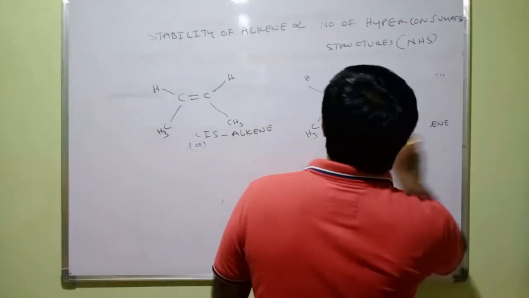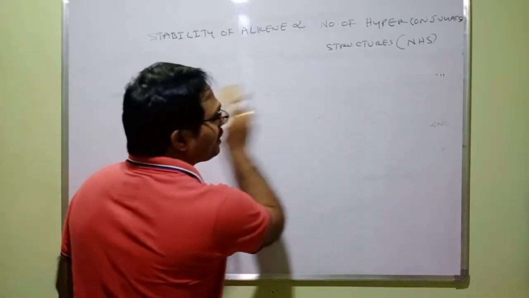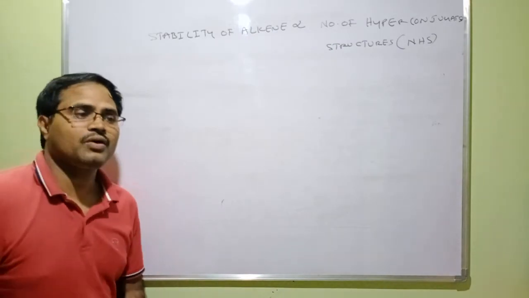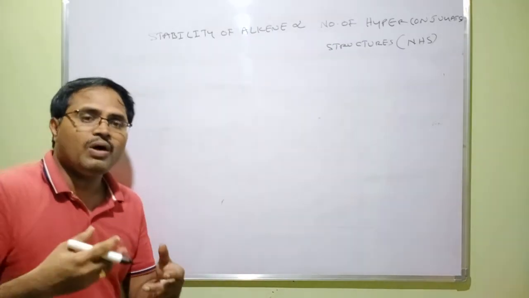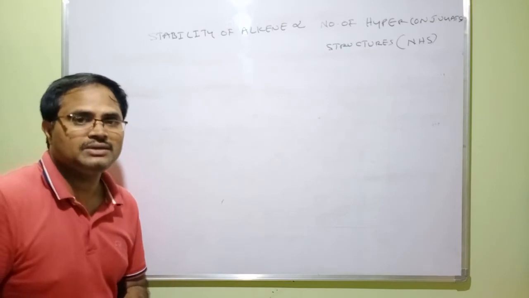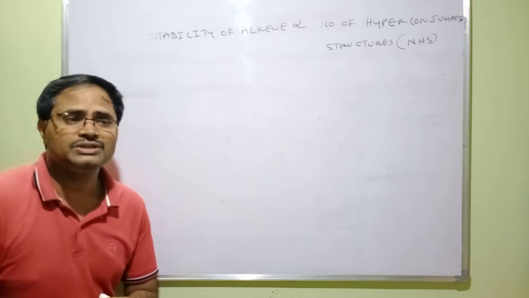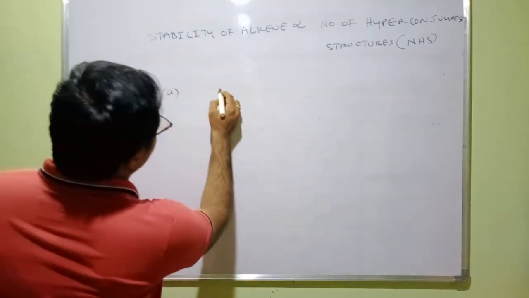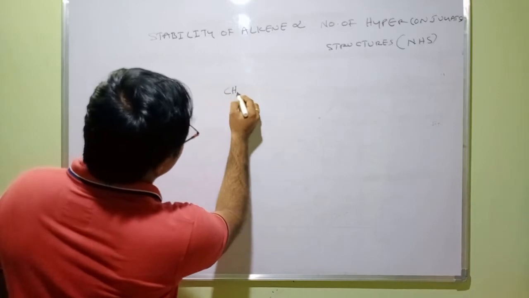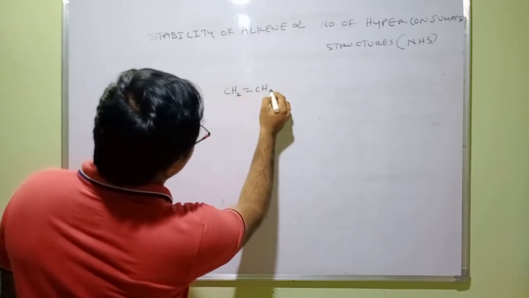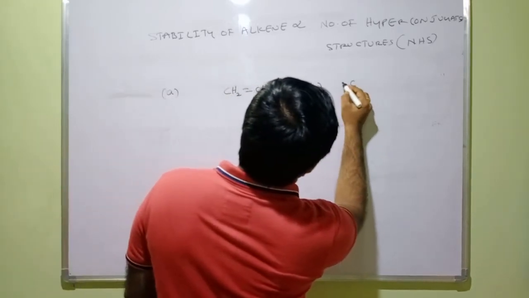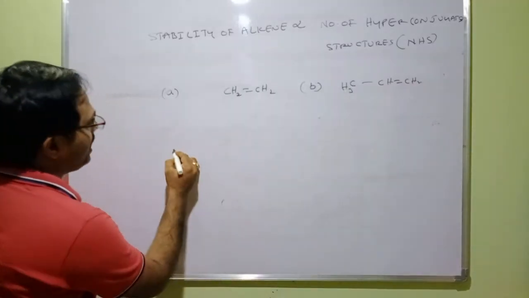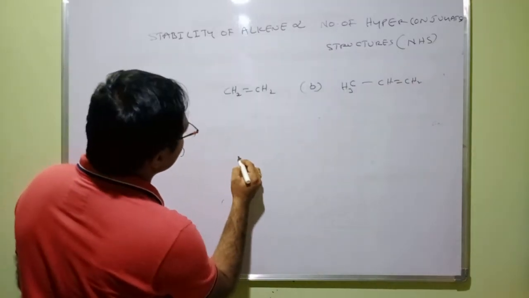Understand? So I will give one more example, or one more application question, to understand the stability of hyperconjugated structures. Look here. I will again give 4 options. Option A, CH2 double bond CH2. Option B, CH3 CH double bond CH2. This is one alkene. Option C, I will give like this.